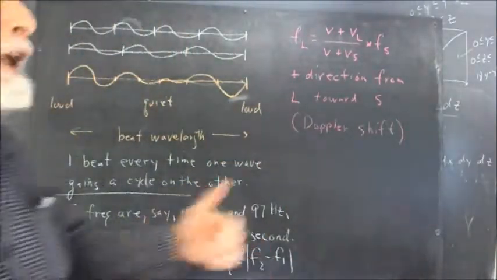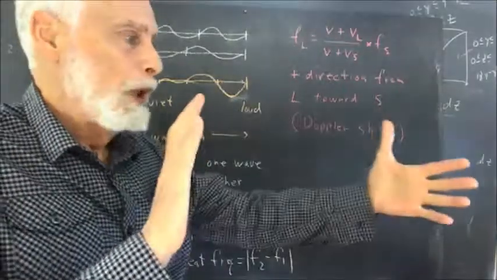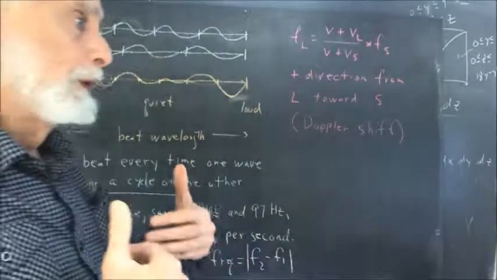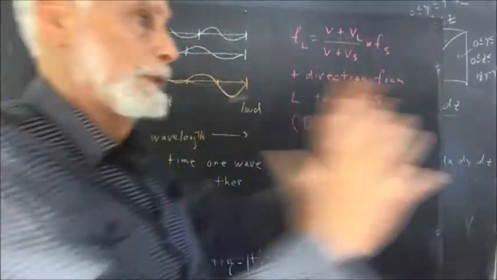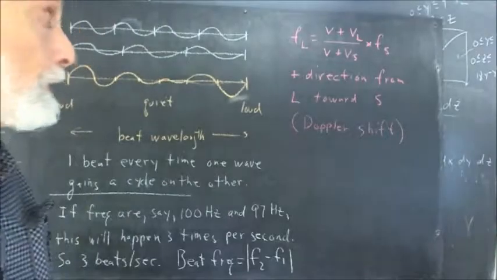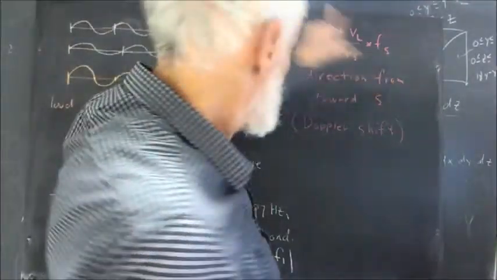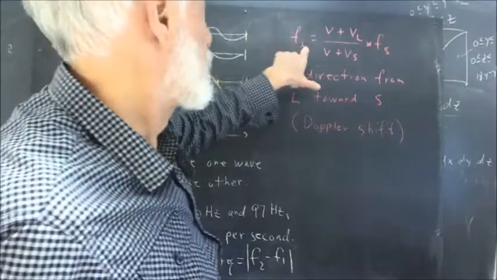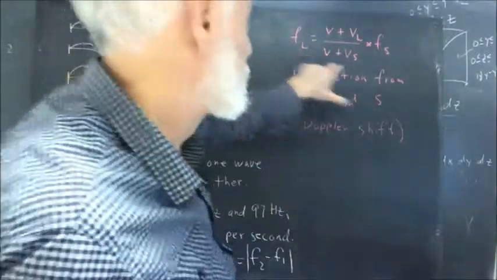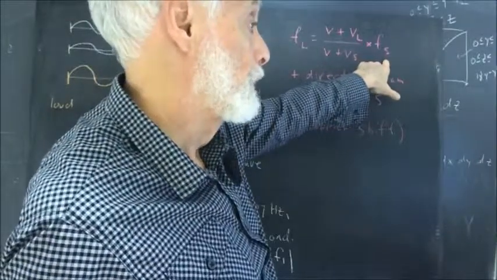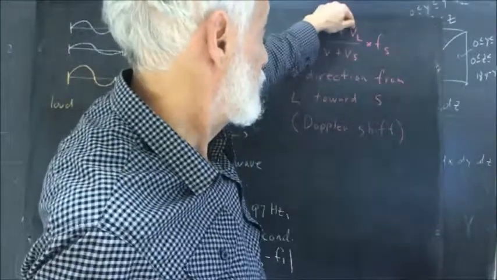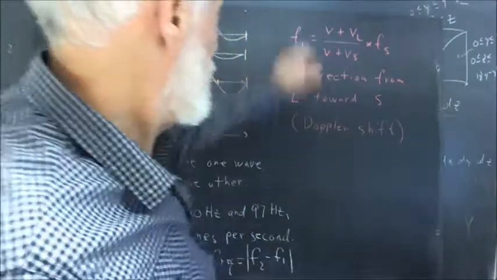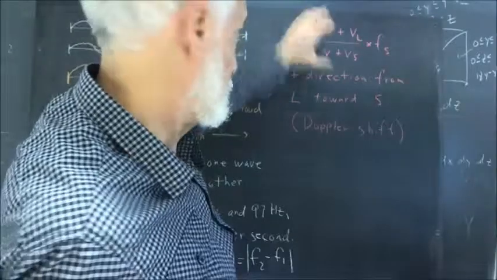And the point is that if the source is moving toward me, the waves get compacted in the air, and I'm going to hear them more frequently than if I'm standing still, and even more frequently than if I'm moving toward the source. The relationship between these frequencies is just this. FL is the frequency heard by the listener. Fs is the frequency produced by the source. VL is the velocity of the listener. Vs is the velocity of the source. And V is just the speed of sound.